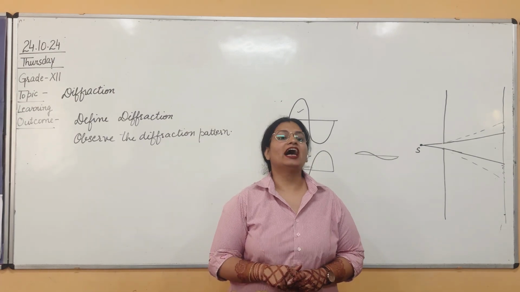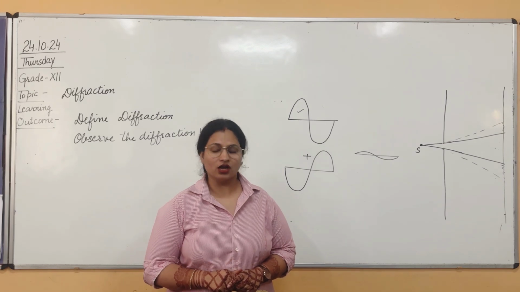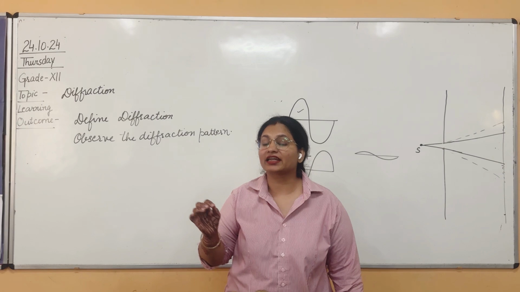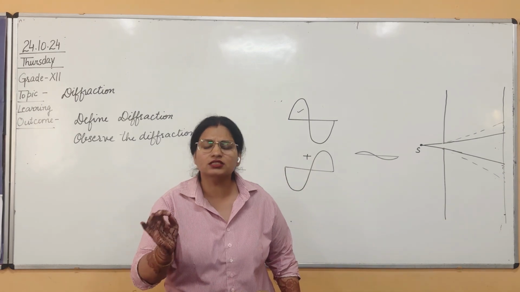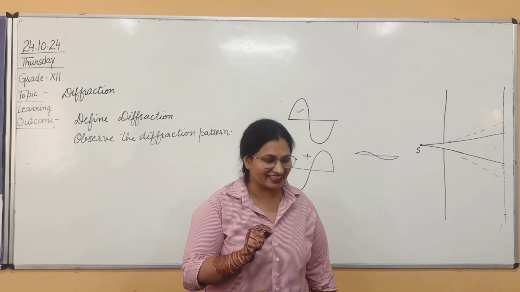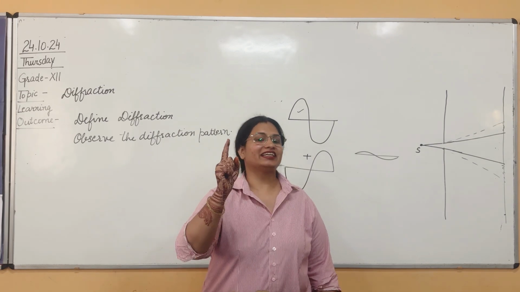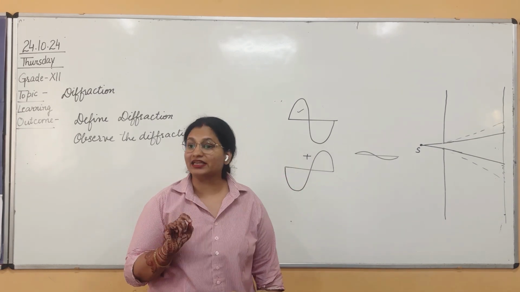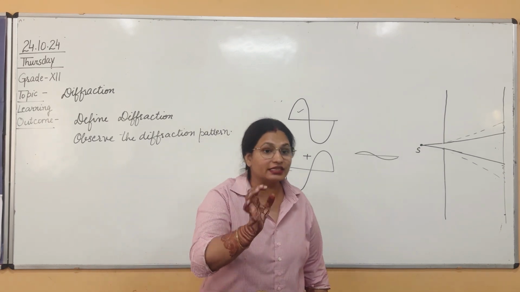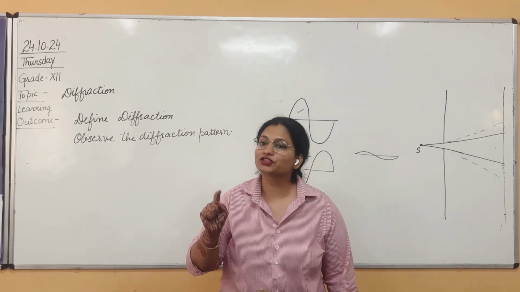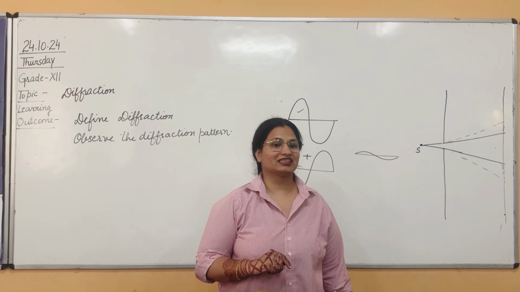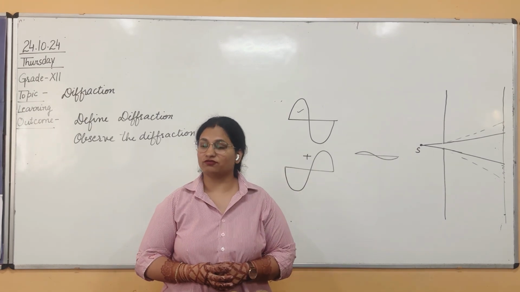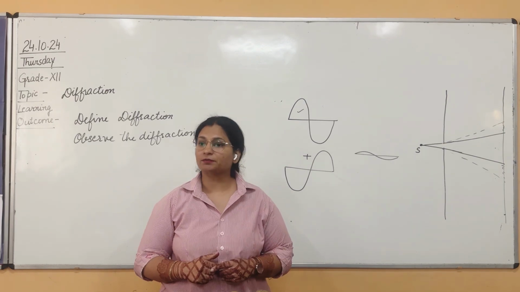So quickly have a recapitulation of this phenomenon. What we observe? That the light rays bend when they are allowed to pass through a small obstacle. Right? And this bending is known as diffraction. We can observe it by using a small slit. And the size of the slit should be equivalent to the wavelength of light. So that is why this phenomenon is not easily observed in daily life, okay? So we need to have the setup.